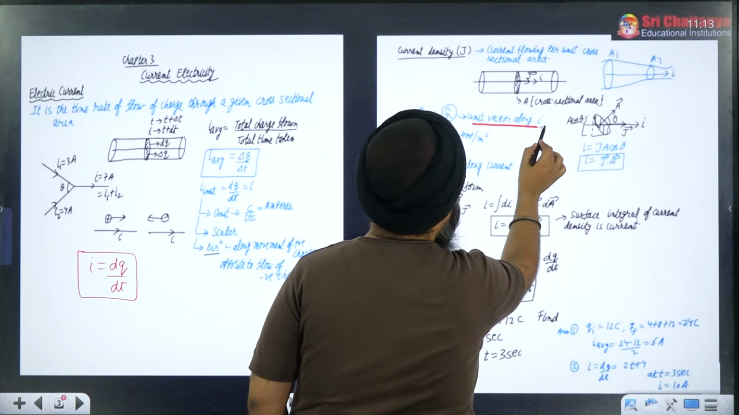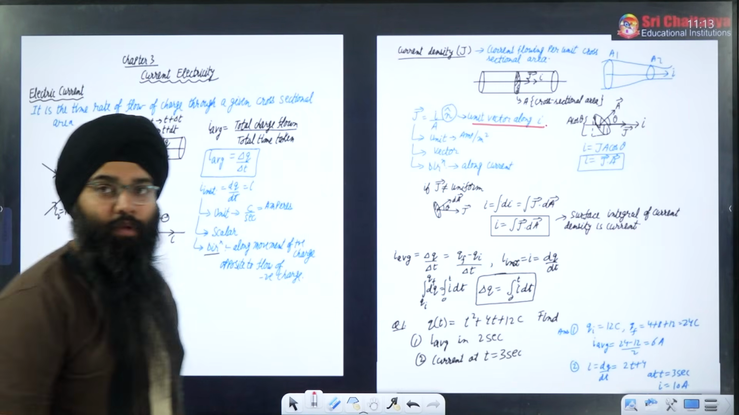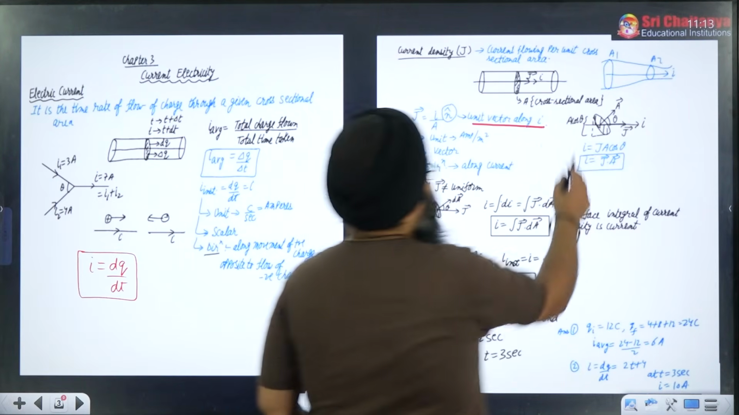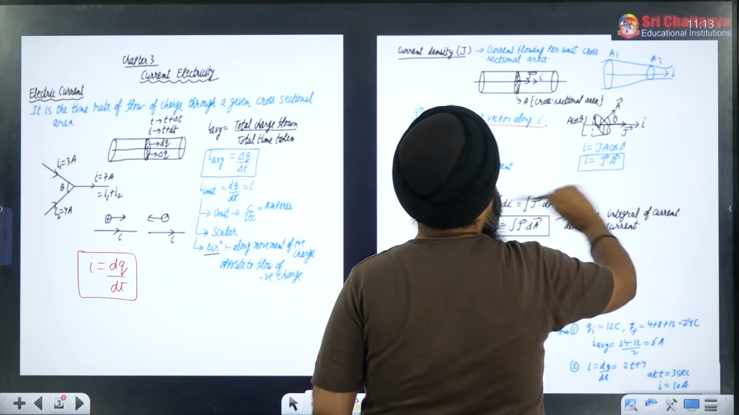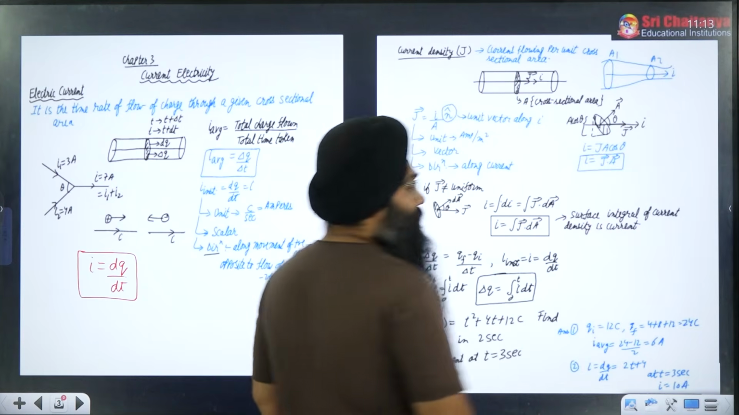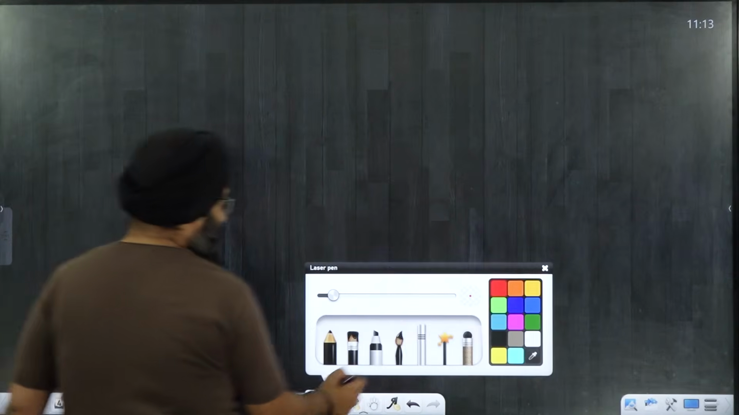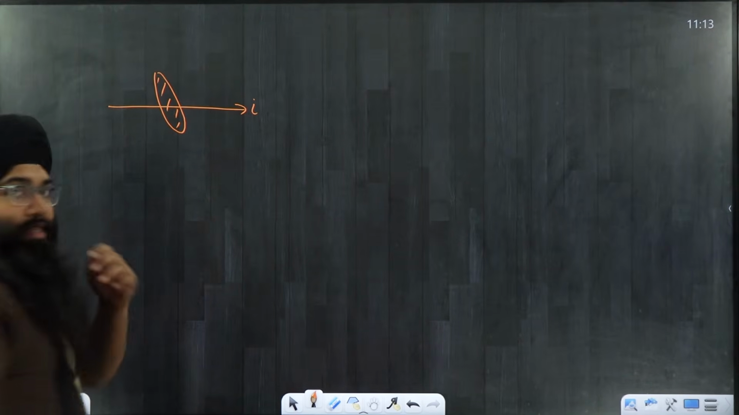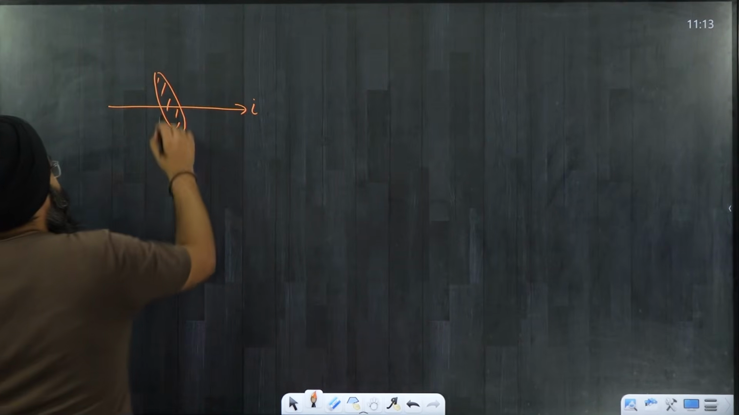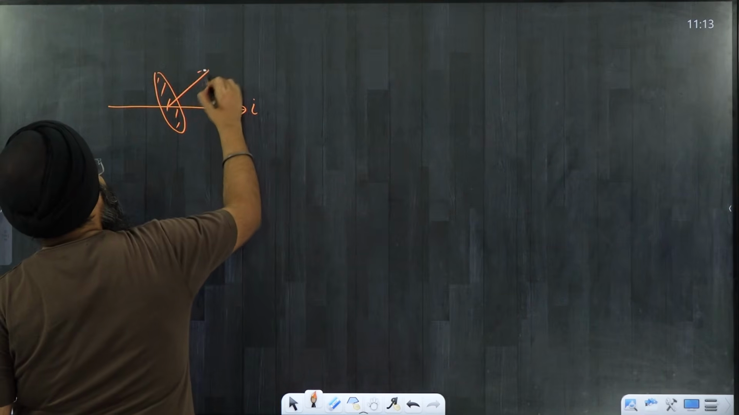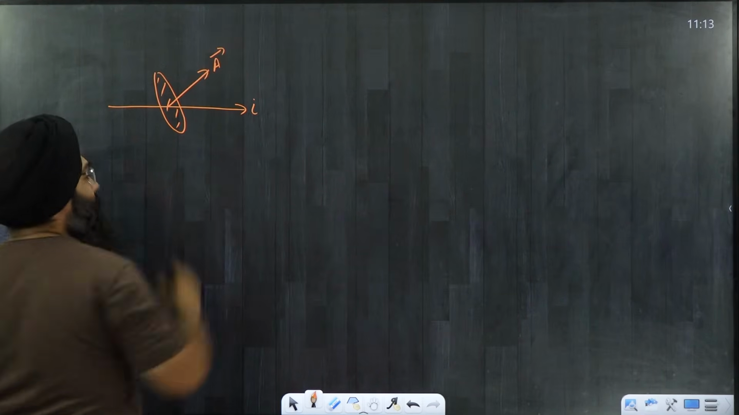N cap is a unit vector along the direction of current. Suppose my area is not perpendicular to the flow of current. Suppose the area is like this, and the current is flowing like this. In that case, we have to think about the area vector. So the area vector will be in this direction.